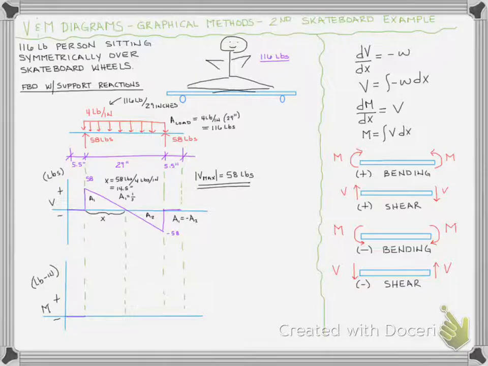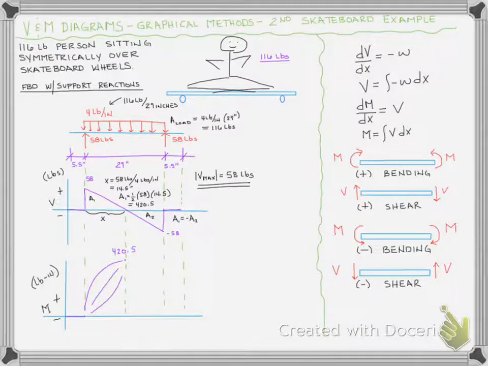So we just have 1/2 times our height of 58 times the x, which we found out to be 14.5. And that's going to turn out to be 420.5. And so if we move down to our moment diagram, we are going to jump up to a point somewhere about right there that we can say is 420.5. But the question is, do we come up with a decreasing slope, an increasing slope, or is it linear?